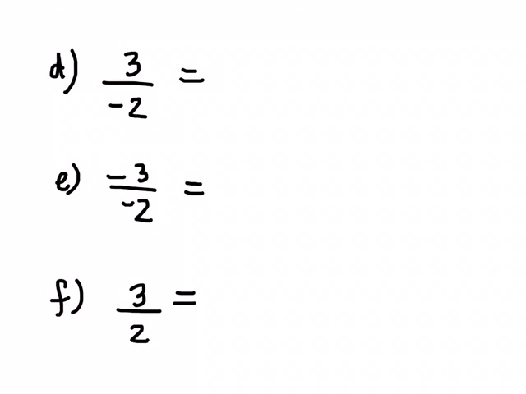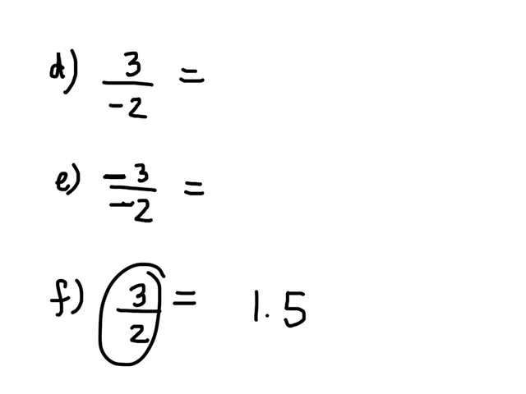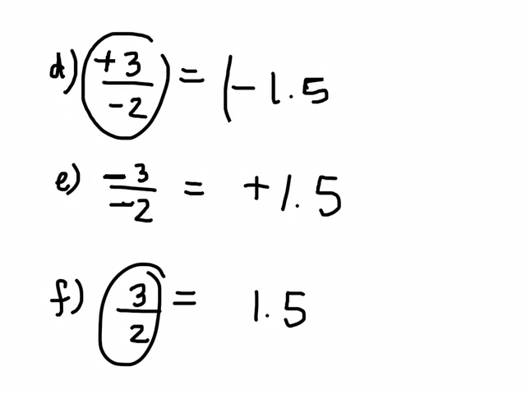Okay, so let's do F first. What's 3 divided by 2? 1.5. What's a negative divided by a negative? Positive. 3 divided by 2? 1.5. What's a positive divided by a negative? Negative. Can someone give me a fraction that would also equal -1.5 that's different from that one?